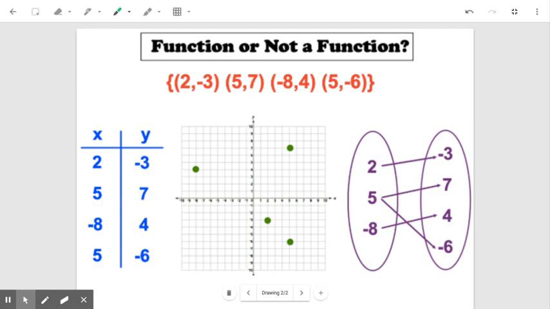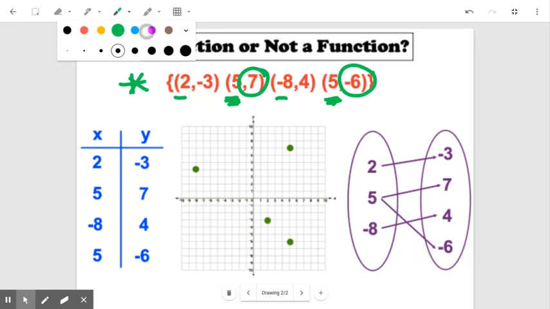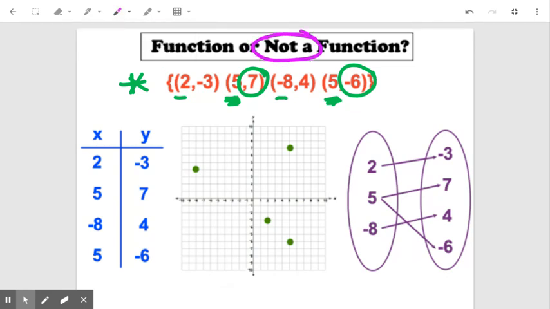So if I look at the ordered pairs and inspect, I see I have an x of 2, 5, -8, and another 5. Right away, I see that I have these two 5s, and notice I have two different y values. Right there, that tells me that this is not a function. We can also see that if we look over here in the table. Right away, I can inspect it and look for those duplicating x's, and I see that I have two different y's there. That means it's not a function.